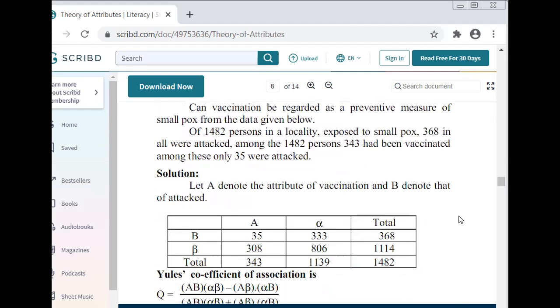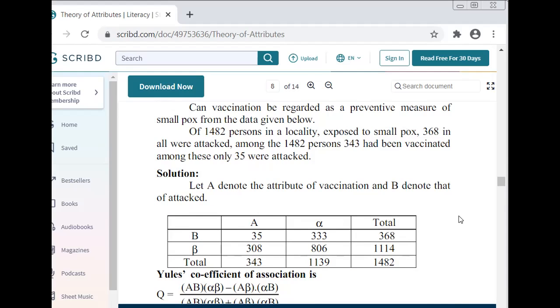Can vaccination be regarded as a preventive measure of smallpox from the data given below? Of 1482 persons in a locality exposed to smallpox, 368 were attacked. So among the 1482 persons, 343 had been vaccinated. Among these, only 35 were attacked.